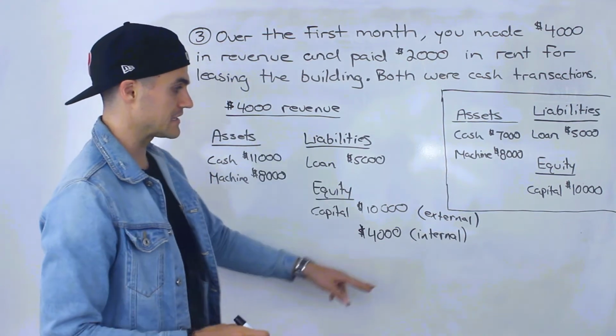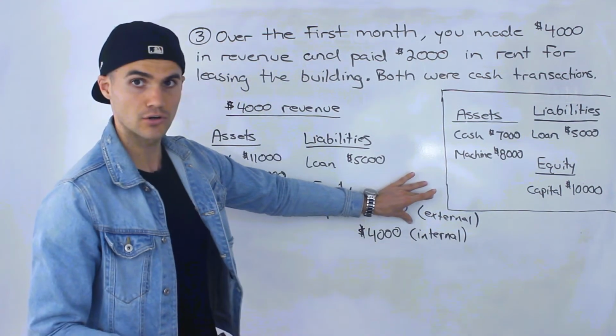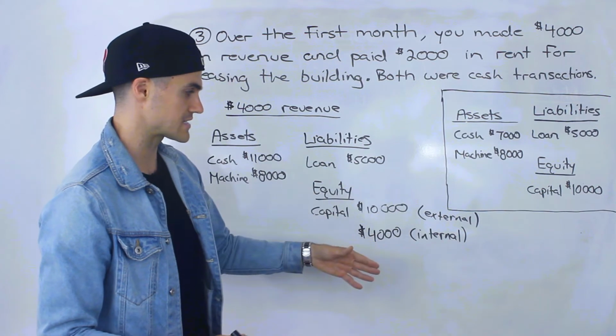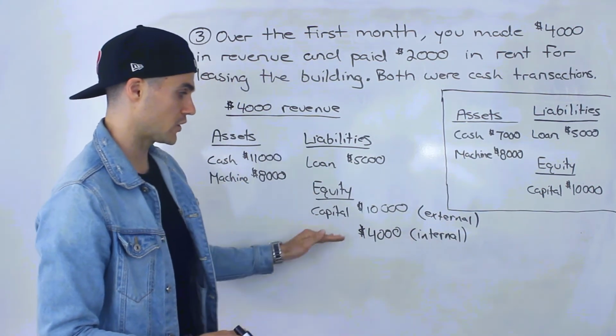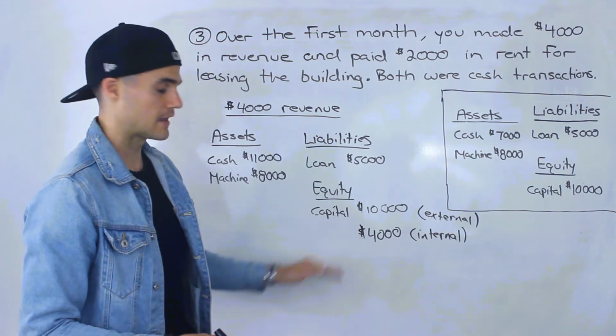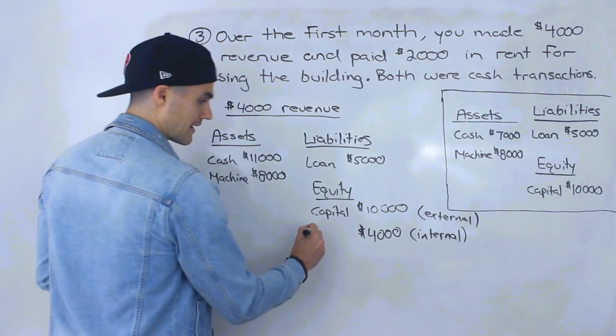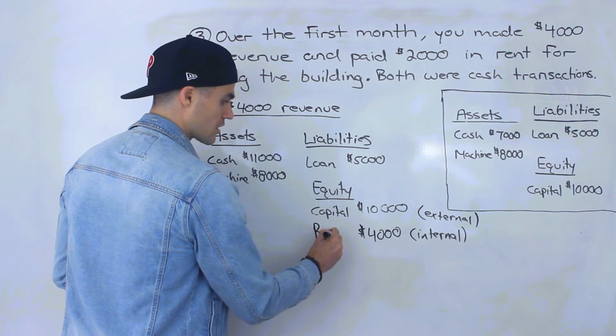And so because it's not an external source of financing, it was internally produced by the company, we create a separate category for it. And actually what I want to name it for now is just revenue. Let's just call it revenue.